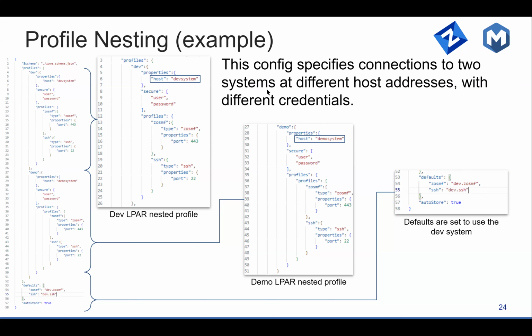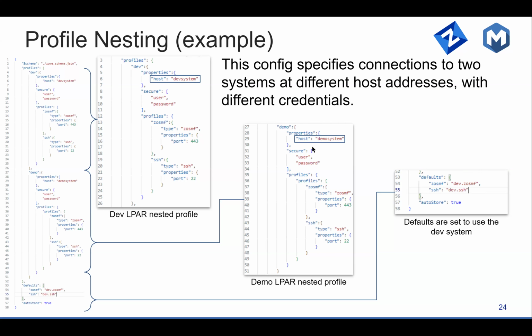But if I go from the top of the config, you can see the top level profiles object. And within that, I have a dev profile and I have a demo profile. And within the dev profile, I set my host. I provide a secure array containing user and password because I want these credentials to be separate from my demo profile. And then I list the service profiles that exist under this dev profile. So I have ZOSMF, I have an SSH profile. They all use these secure credentials and they all go to the dev system.